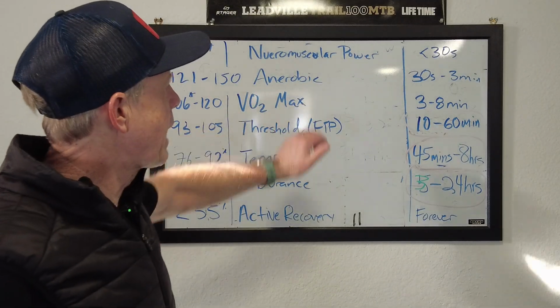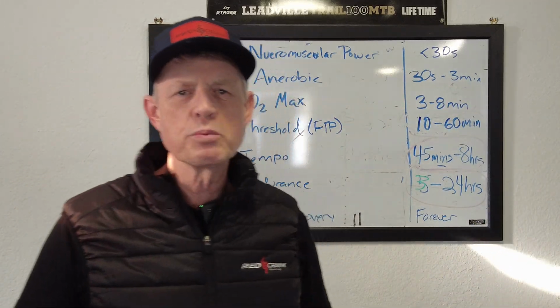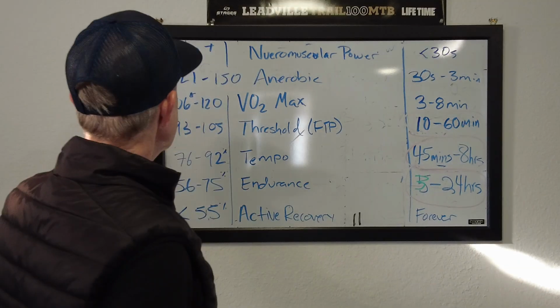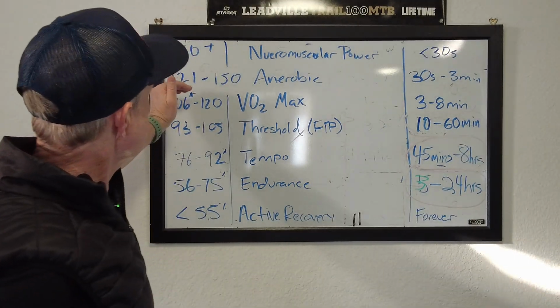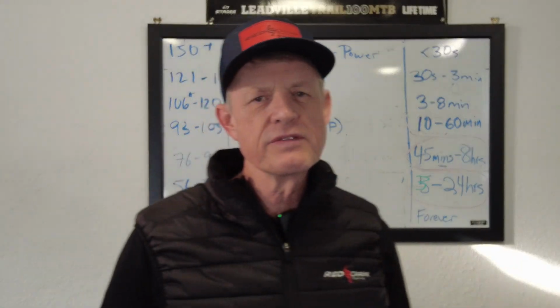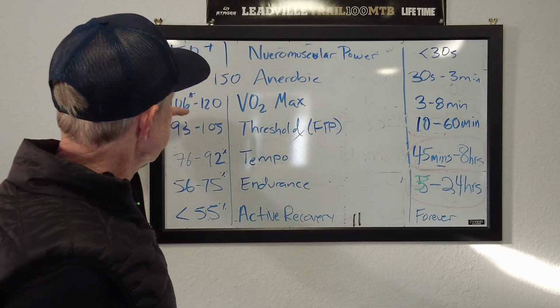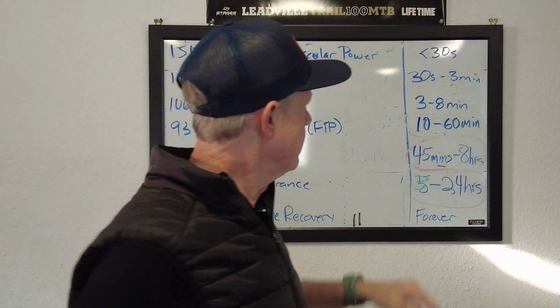Next, anaerobic capacity is 30 seconds to 3 minutes. Most people do a minute to 90 seconds, so a minute to a minute and a half. And they need to be a minimum of 100%, and we usually do 125 to 150. VO2 max is 106 to 120. Most people do 3 to 5 minutes, and that's what we do in the studio, 3 to 5 minute intervals.